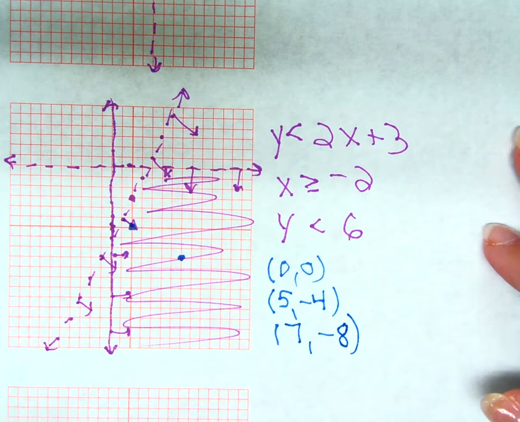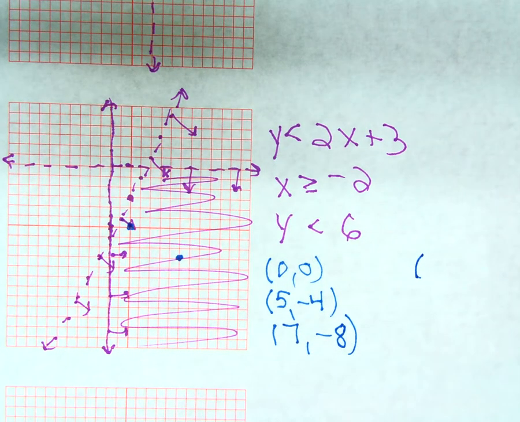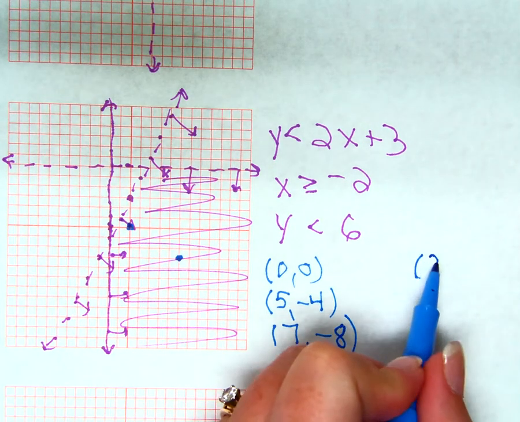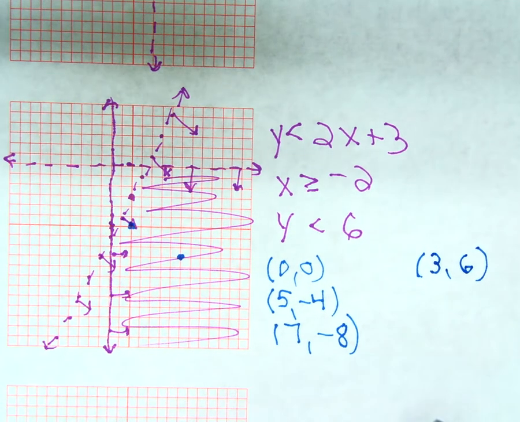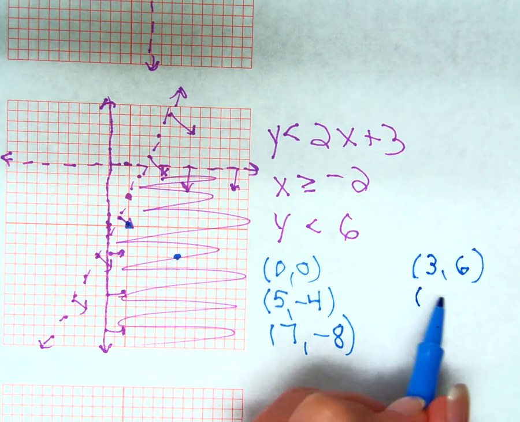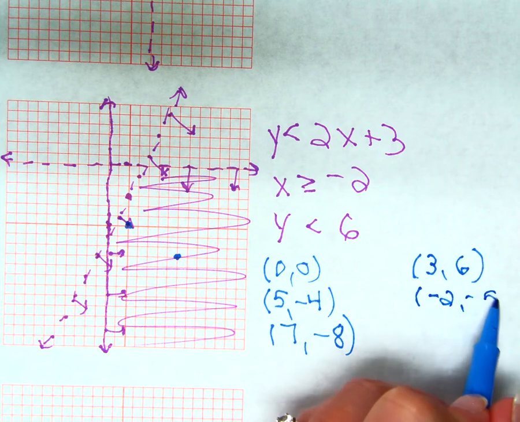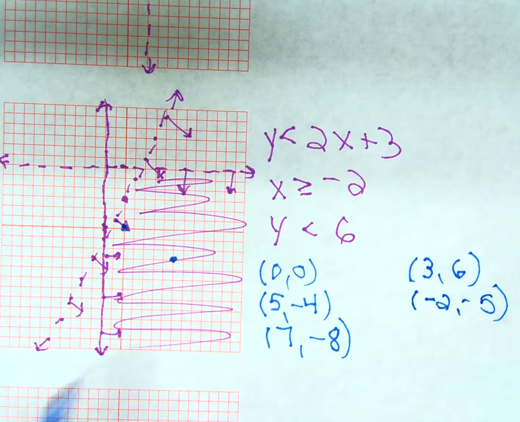May I please try to trick you? Okay. I want to ask you about 2 specific points. The first specific point that I want to ask about is 3, 6. And the second specific point I want to ask you about is negative 2, negative 5. I want to know if those 2 points are possible solutions.